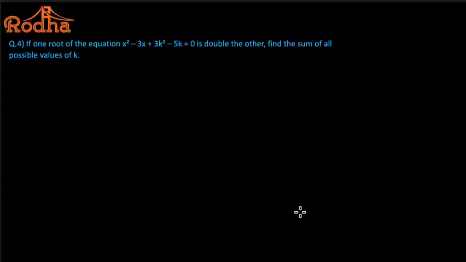देखो, question 4 says that if one root of the equation x square minus 3x plus 3k square minus 5k equal to 0 is double the other. ठीक है. So now one root is basically double the other. So we need to find the sum of all possible values of k. Okay. So now how do you approach this question?